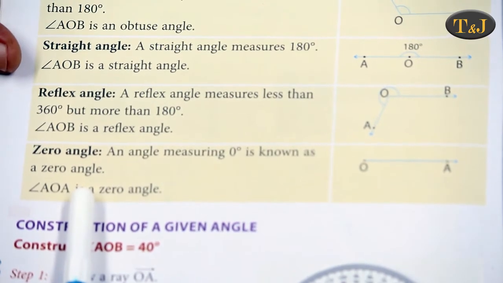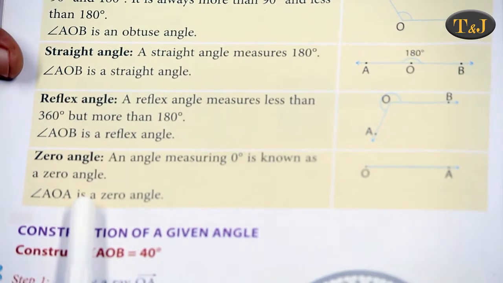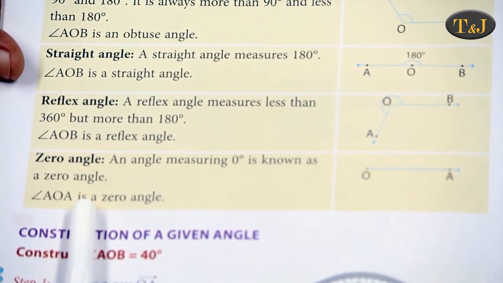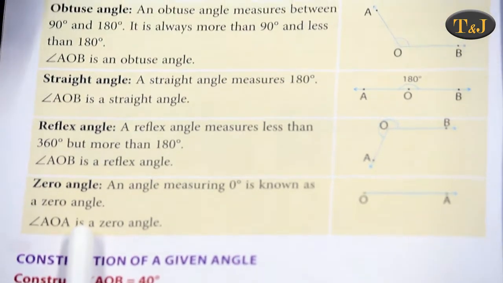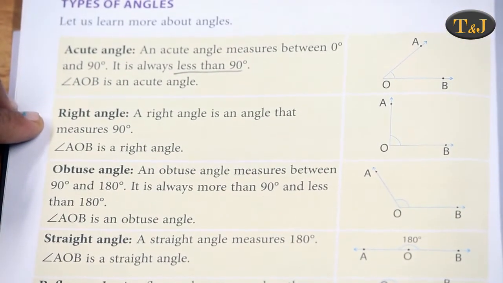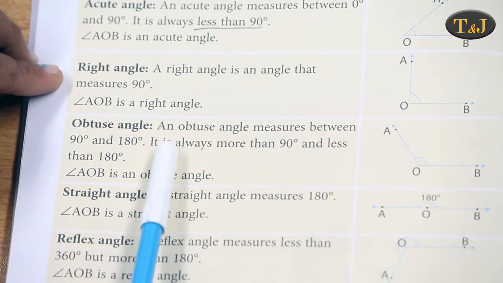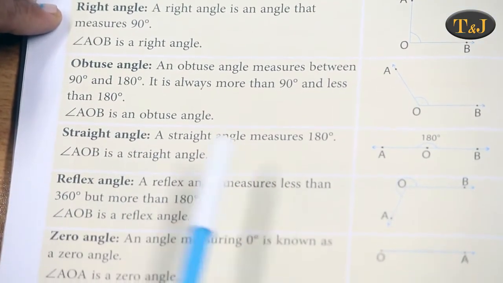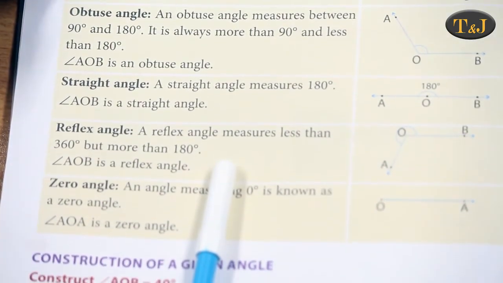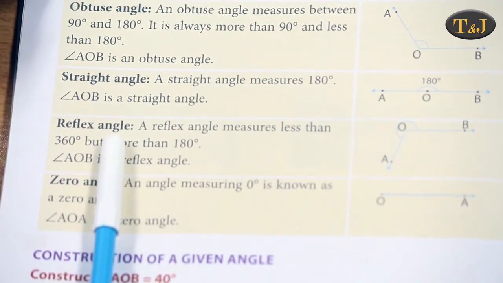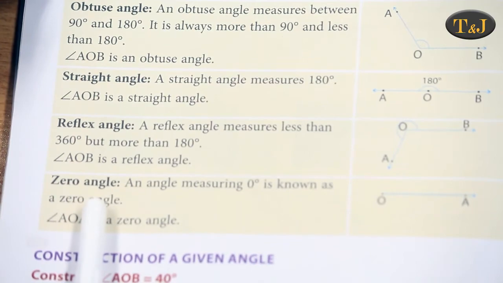So types of angle, there are 6 types: acute, right, obtuse, straight, reflex and zero angle. If an angle measurement is less than 90 degree, it is acute angle. 90 degree, it is right angle. Greater than 90 but less than 180, it is obtuse angle. 180 degree, it is straight angle. Less than 360 but greater than 180 degree, it is reflex angle. And if the angle measurement is 0 degree, it is zero angle.